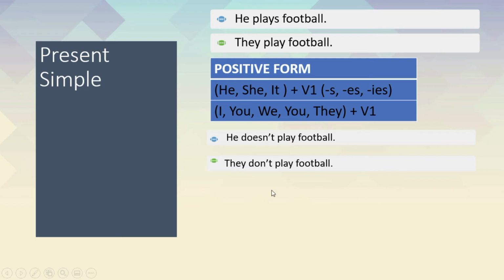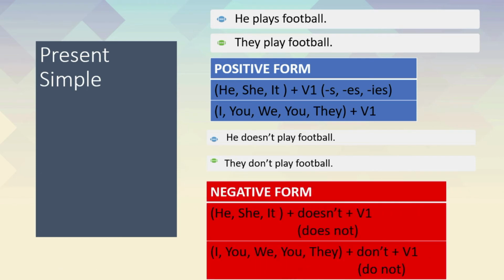And for the negative, you have he, she, it, plus does not, doesn't, which is the same thing as does not, plus the base form of the verb. And we have I, you, we, they, plus don't, which is the short form of do not, plus the base form of the verb.